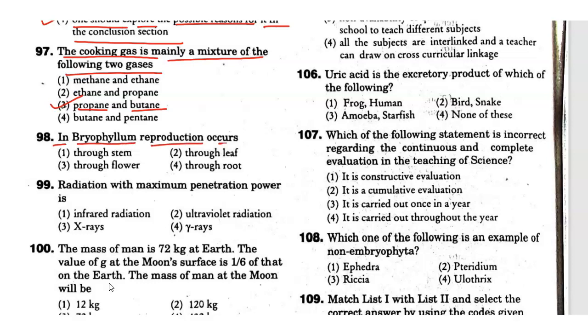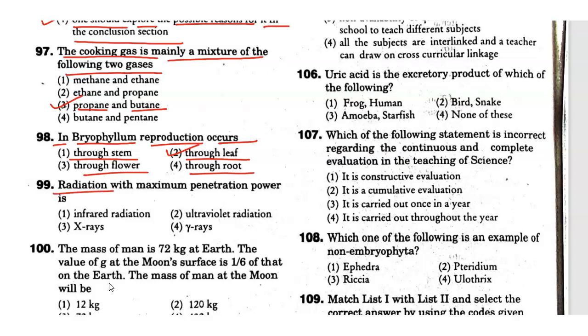Now next: Bryophyllum reproduction occurs through stem, leaf, flower or root. The correct answer of this question is option second, that is through leaf. In Bryophyllum, reproduction takes place through the asexual mode and the buds form on the leaves.